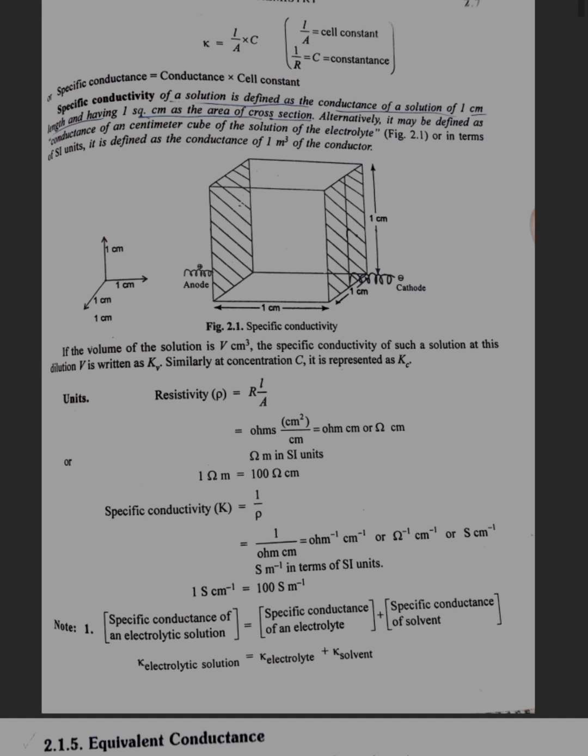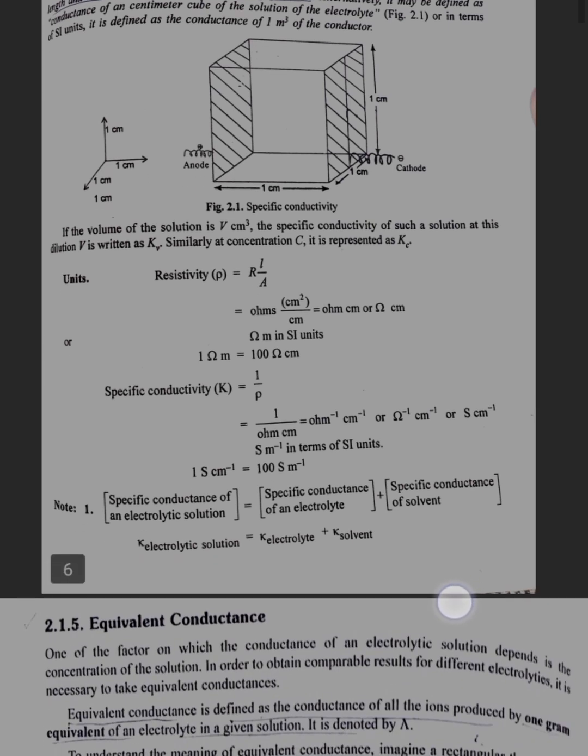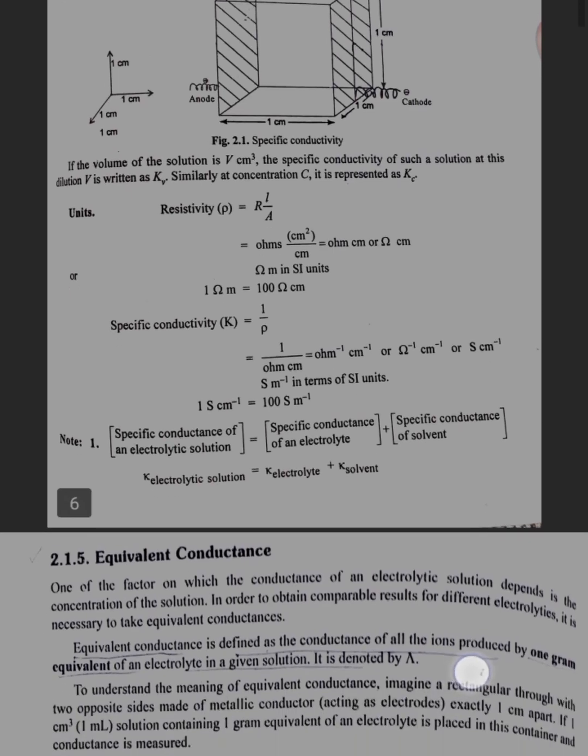Resistivity: R is equal to rho L by A. Ohm meter is the SI unit. Specific conductivity is equal to 1 upon rho. Siemens meter inverse is the unit in terms of SI units.